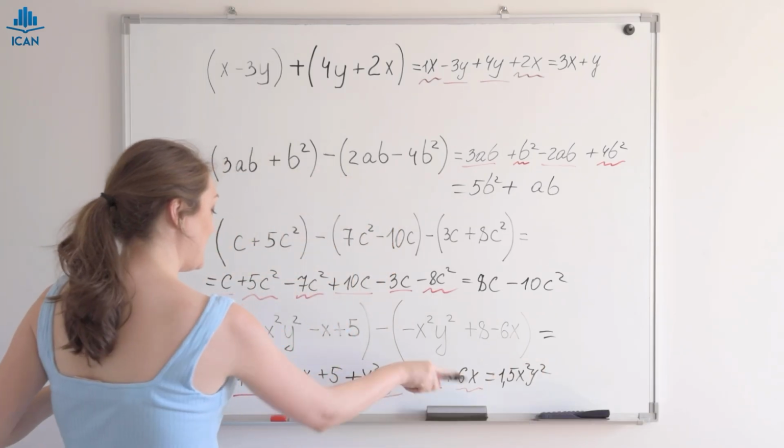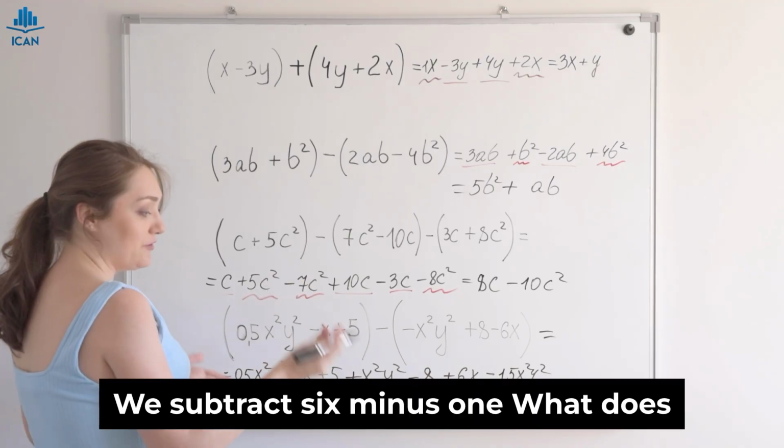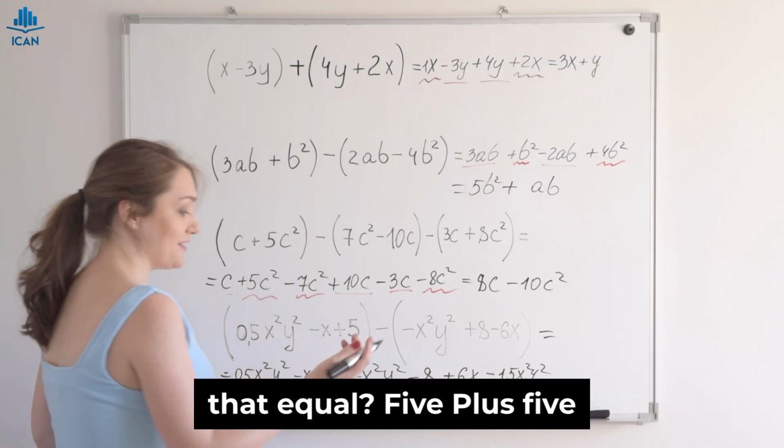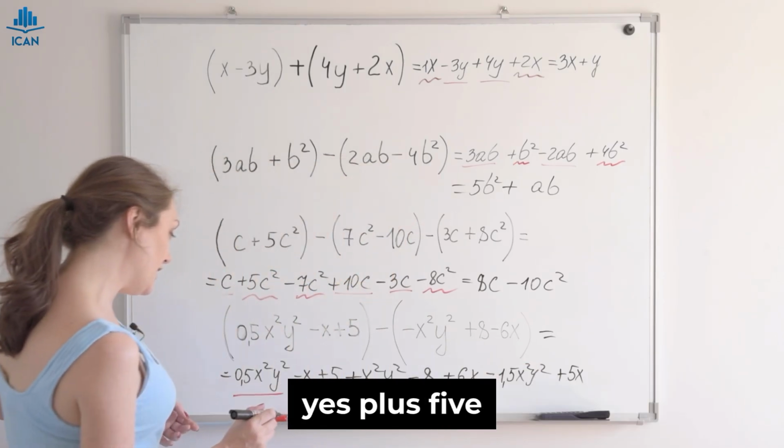Here we have 6x, and here we have negative 1x. It turns out we subtract 6 minus 1. What does that equal? 5, plus 5x, and just the number negative 8, plus 5.